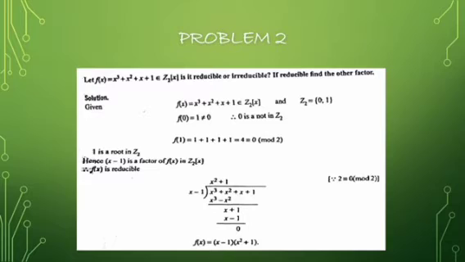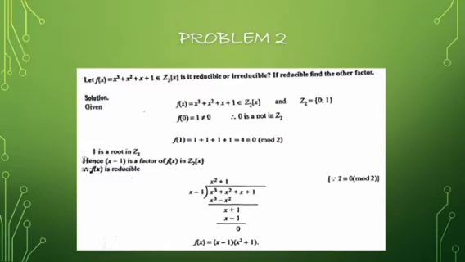Now I'll substitute 1. If I substitute 1, my answer is 1 plus 1 plus 1 plus 1 again. So my answer is 4. Is 4 divisible by 2? Yes, it is. If I divide 4 by 2, my remainder is 0. So I'll write 4 is congruent to 0 mod 2. Therefore I can declare that 1 is a root, or I can also say x minus 1 is a factor. Is that clear?